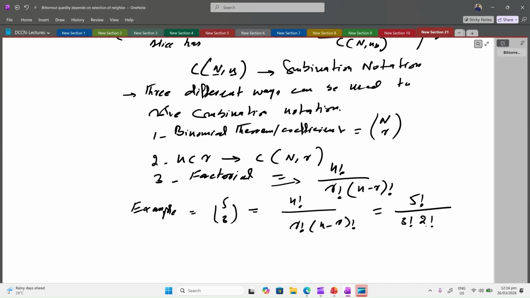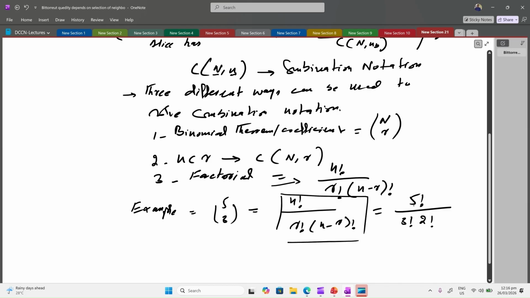If I just put these values in this formula, this is how it looks.